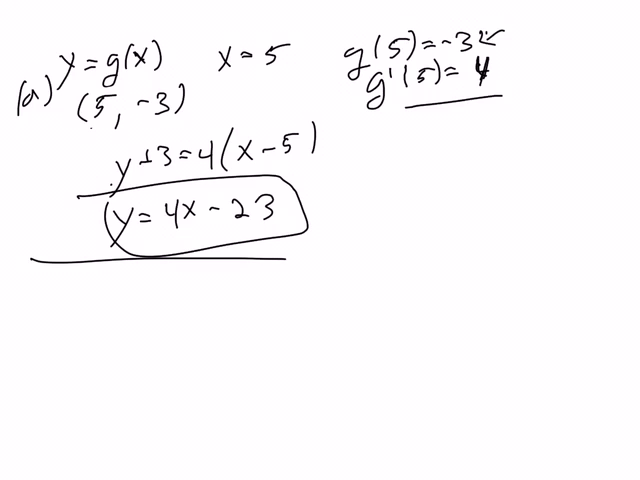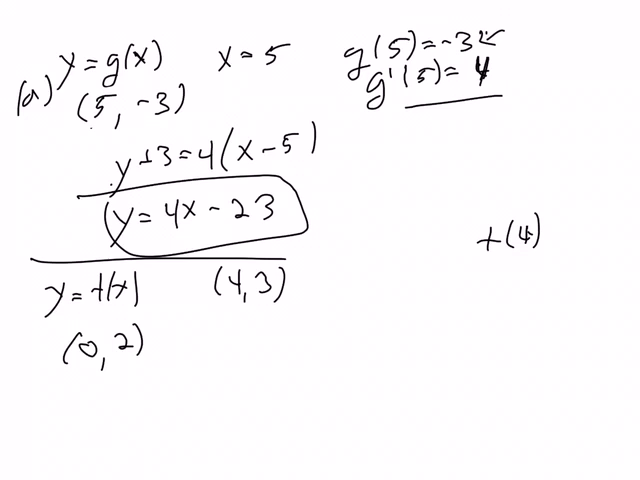For part B, this is actually an interesting question. y is equal to f of x, and we say if the tangent line at the point 4 comma 3 on f of x passes also through the point 0 comma 2, we want to find f of 4, which is obvious. f of 4 is clearly 3 because that's the point that we're dealing with, but the interesting question is f prime of 4. How do we find the slope?